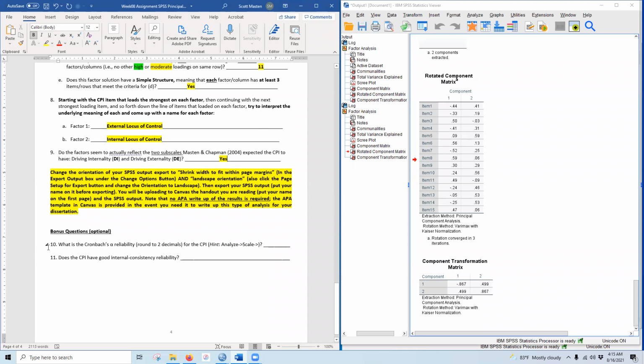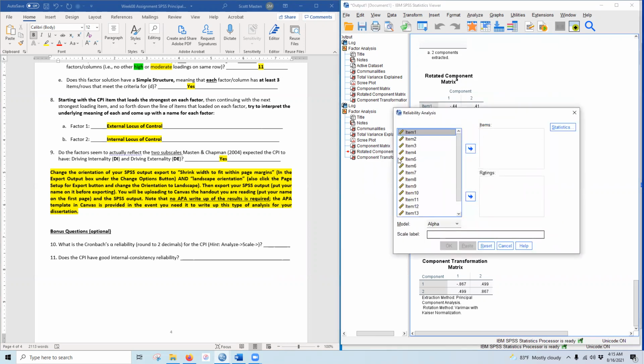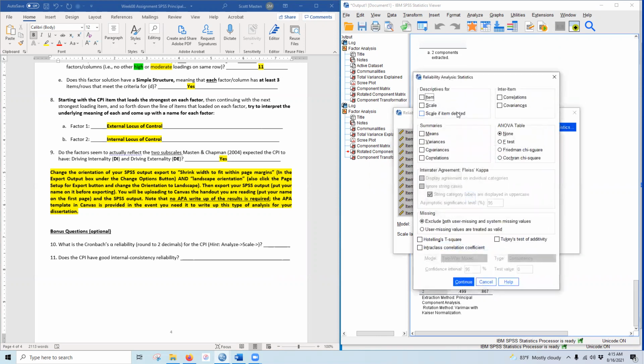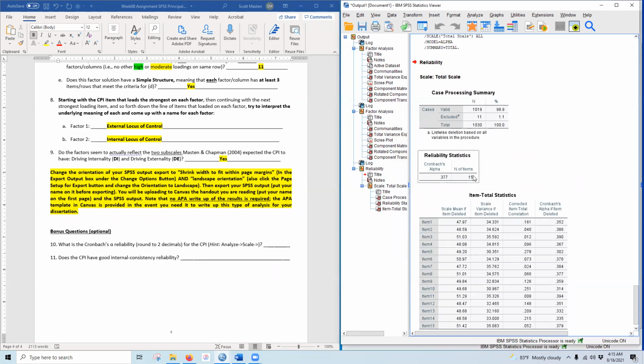What is the Cronbach's alpha reliability to 2 decimals for the CPI? How do you get internal consistency reliability? Do you remember how to do that? It was under Analyze, and then down to Scale, Reliability Analysis. We're going to put all 15 items in this box here. We're going to say total scale, or give it some sort of label. And you can get the item totals if you want. That's scale if item deleted. It's up to you. Don't have to. I will click OK. And that's all you've got to do to get the internal consistency reliability.